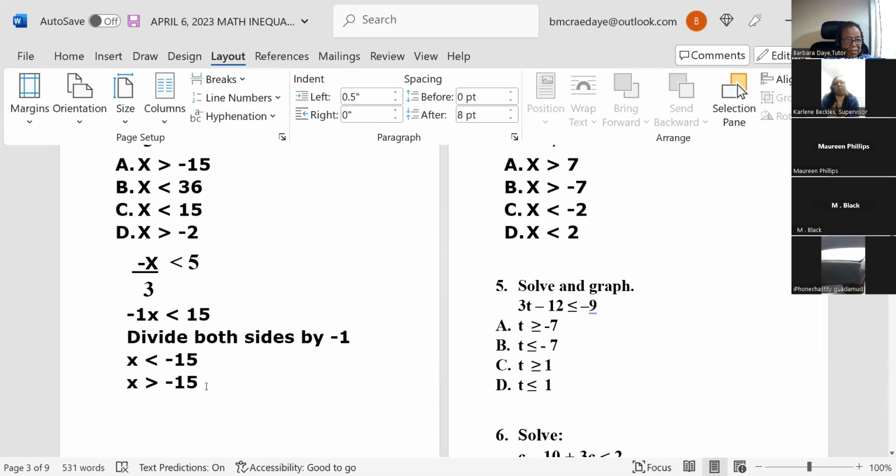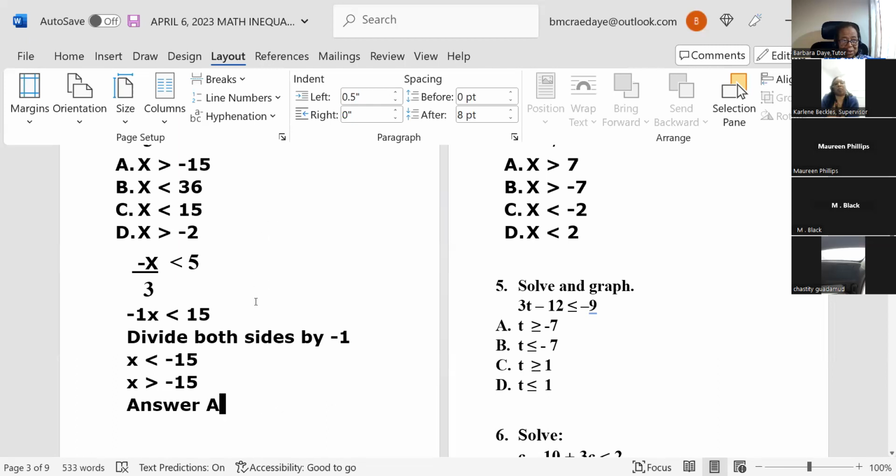Okay, so that's the answer. So that would be answer A. What did you say, Maureen? Your answer was C. This one now is one where you divide by a negative, so you reverse the inequality. Less than becomes a greater than.